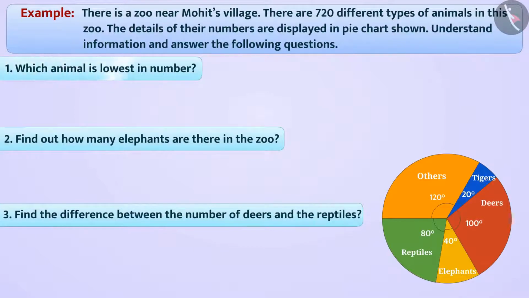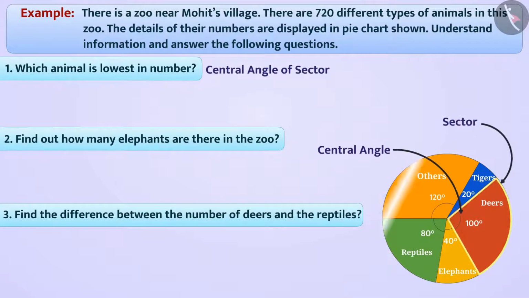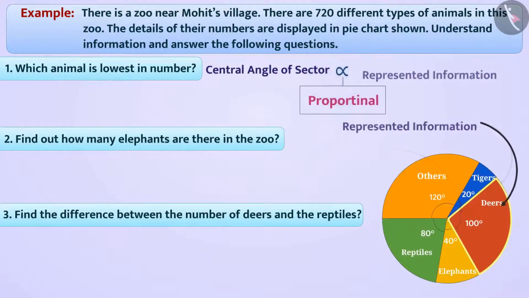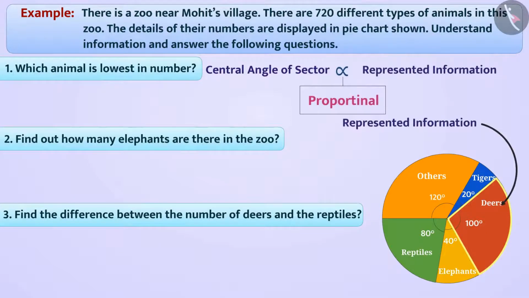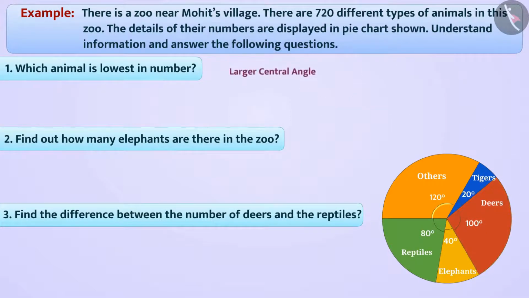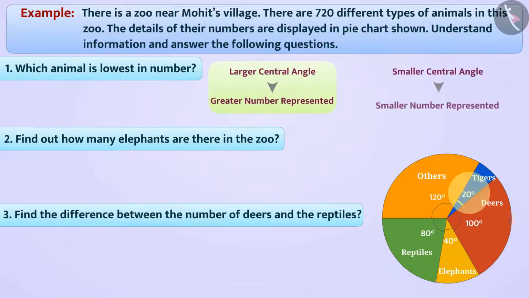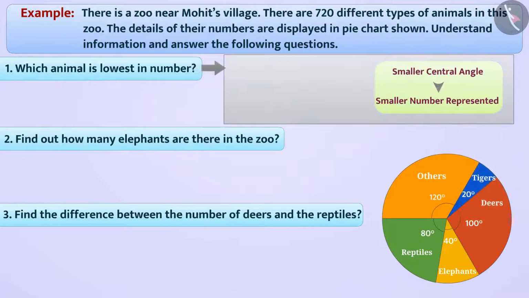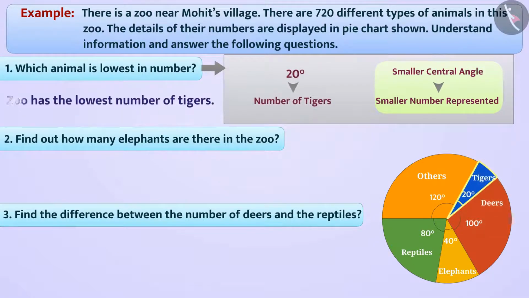Which animal is lowest in number? We know that the central angle of each sector in a pie chart is proportional to the information it represents. Thus, the larger the central angle, the greater is the number represented by it. Or, the smaller the central angle, the smaller is the number represented by it. Here, we see that the smallest central angle is 20 degrees, which represents the number of tigers. We can say that the zoo has the lowest number of tigers.